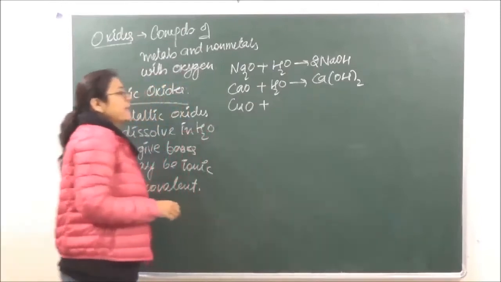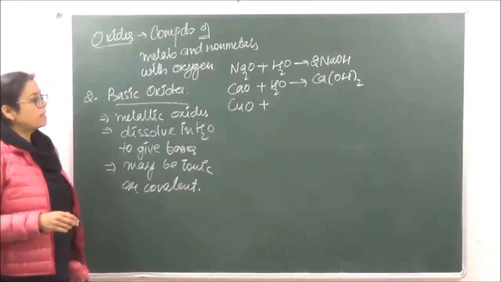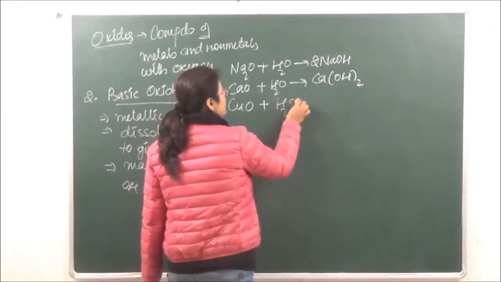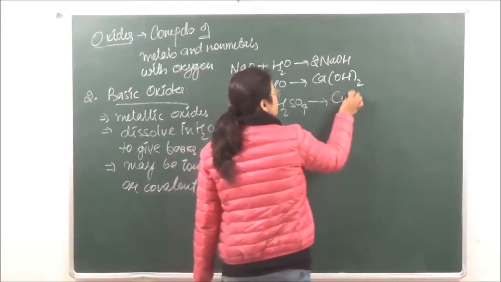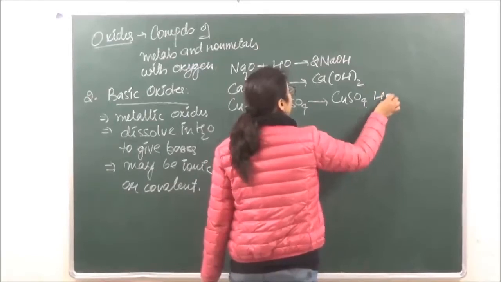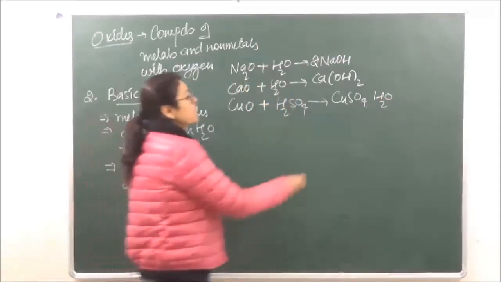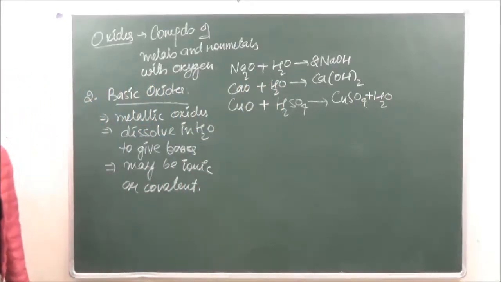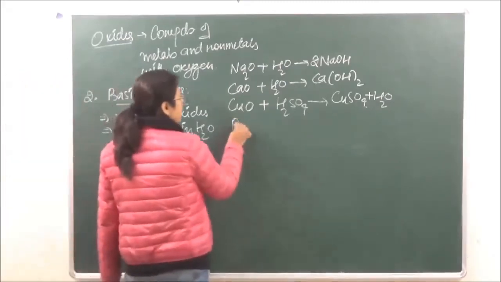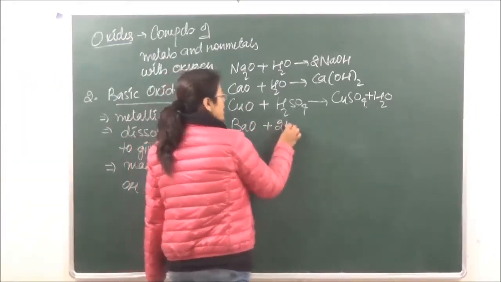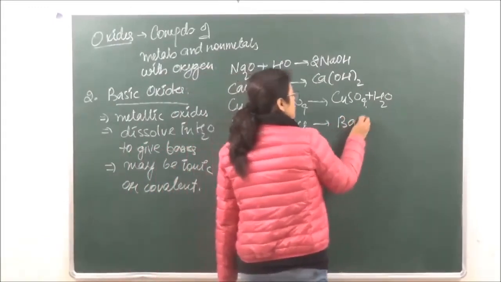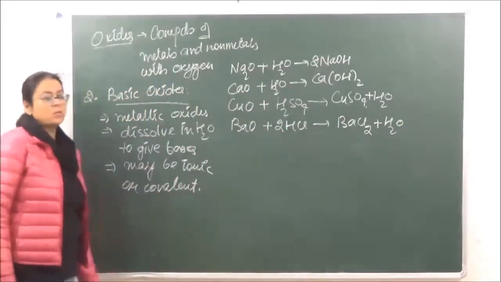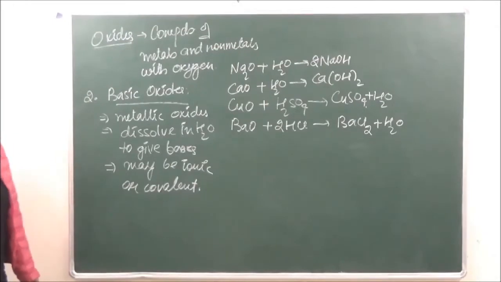Now, copper oxide does not dissolve in water very effectively. Therefore, we can say its basicity is shown as it reacts with acid to give us salt and water. So this is undergoing a neutralization reaction. Therefore, CuO over here is going to behave as a base. Same is the case with barium oxide. It reacts with HCl to give us salt plus water, BaCl2 plus water. So this is what basic oxides are.